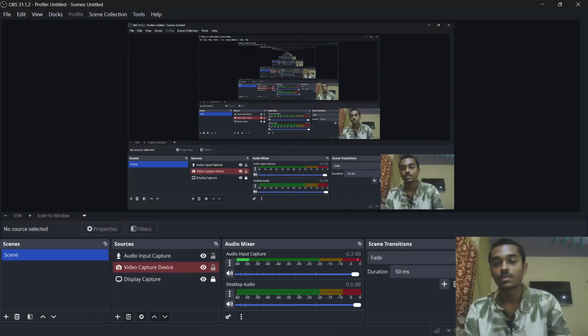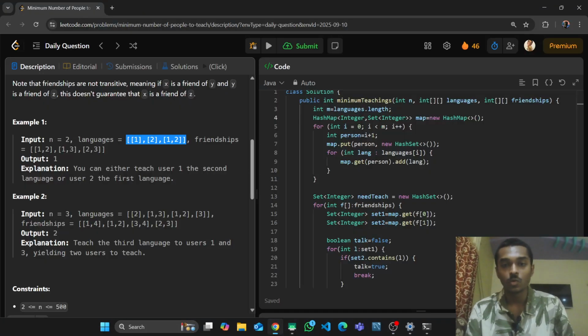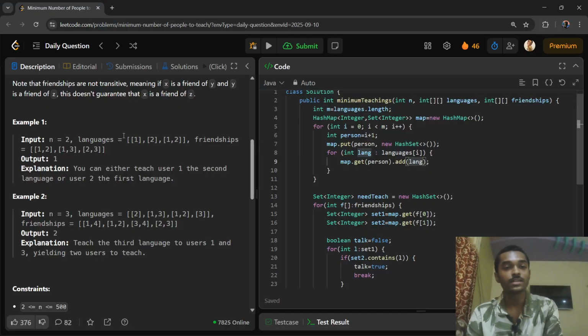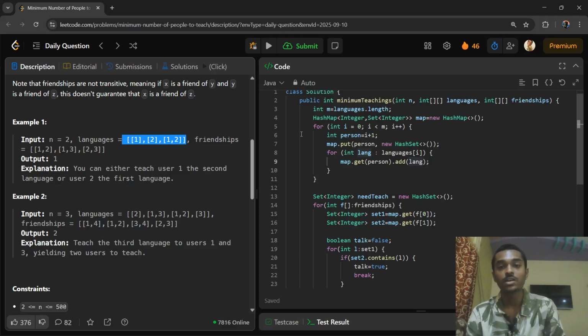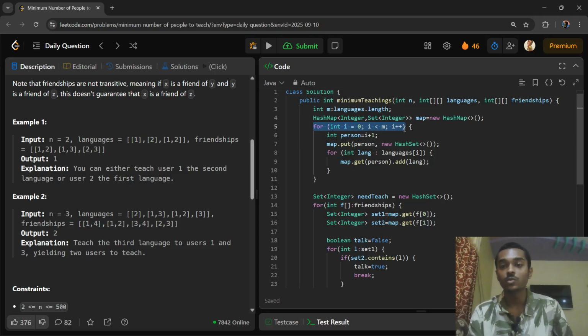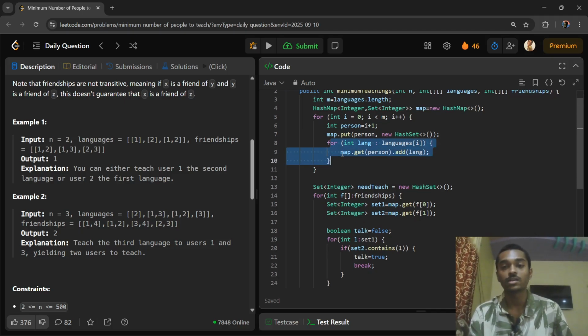The language array uses 0-based indexing, but we have to follow 1-based indexing, since they are given as first person, second person. So when we are traversing our users, the person is i plus 1. We simply create a map with the person and a new hash set, and then insert all the languages known by that person: user 1, user 2.